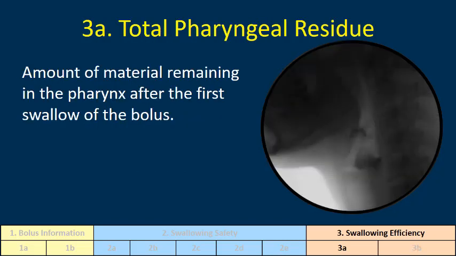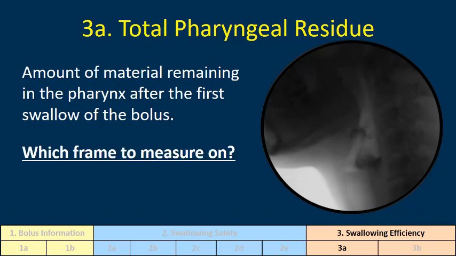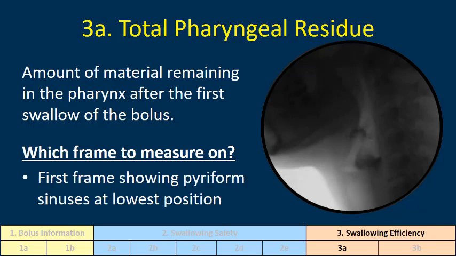Pharyngeal residue is a term used to describe material remaining in the pharynx at the end of a swallow. In order to measure pharyngeal residue, one must select the frame in which the swallow appears rested. The swallow rest frame is the first frame showing piriform sinuses at the lowest position prior to the introduction of new material.